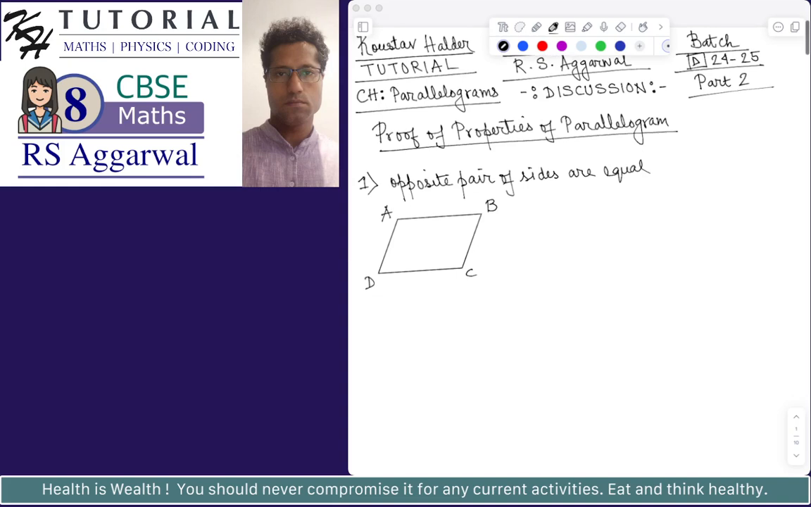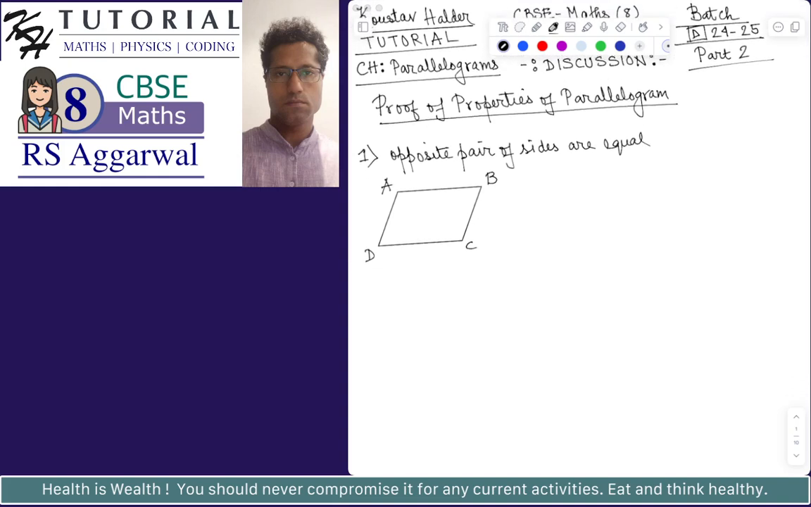Okay. So the first property is that the opposite pair of sides are equal in a parallelogram. So ABCD is a parallelogram, and we need to prove that the opposite pair of sides are equal. That is, we have to prove that AD is equal to BC, and we have to prove AB is equal to DC.